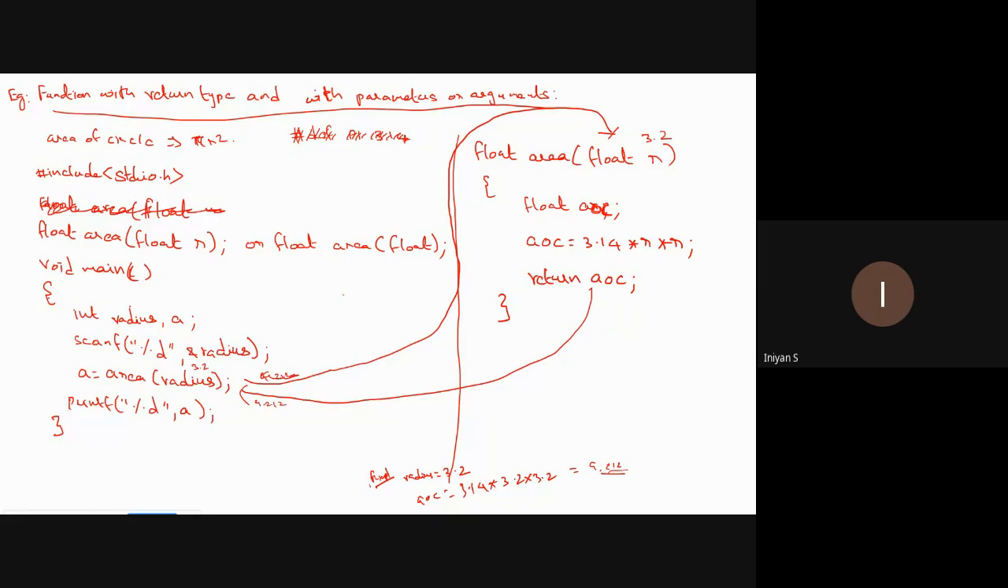So here also we can declare A as float. That would be good. Here shall we put percentage f? So 9.212 will be stored in A, and we are printing it. Clear? For scanf also we have to change percentage d to percentage f, since everything is a float. Now got it? Do you have any doubt about function with return type and with parameters?